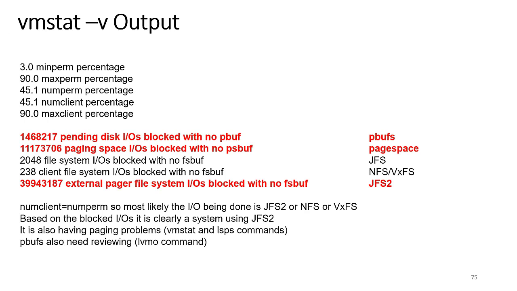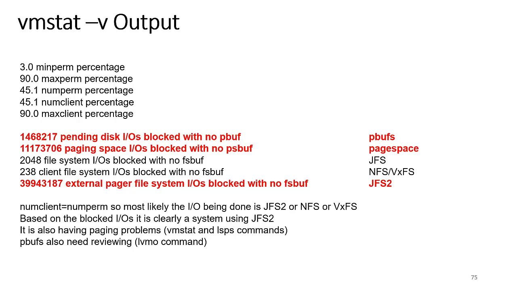Now if we run a vmstat -v, and in this case here, you'll see that I have the default settings and about half my memory is being used for file systems. There's 5 lines, there's actually 6 lines that are really important towards the bottom of it. These are all since boot. So you can see pending disk I/Os blocked with no psbufs, paging space I/Os blocked with no psbufs. Then the next couple have almost nothing, and then there's external pager file system I/Os.